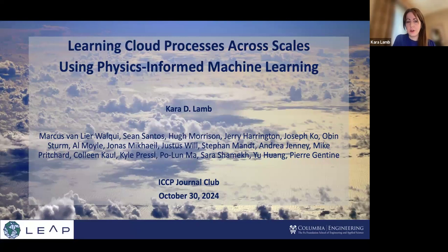And I'm going to talk here about some work that I've done at Columbia over the past couple of years. And this is all in collaboration with the LEAP Center at Columbia. So LEAP is the Learning the Earth with Artificial Intelligence and Physics Center. And this is an NSF Science and Technology Center that's focused on using methods from machine learning and data science to try to improve climate model parameterizations. And so I just wanted to acknowledge first many different co-authors who have contributed to the work that I'm going to show here today.